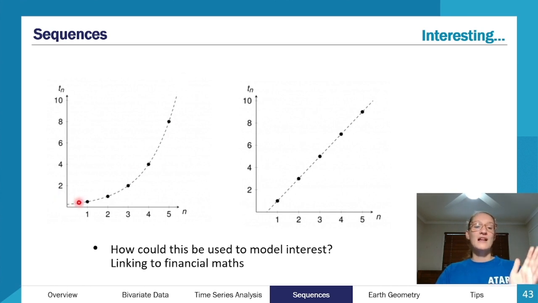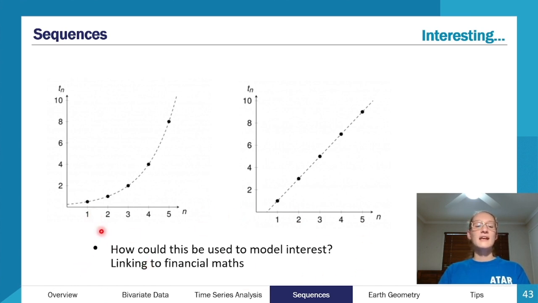And by exponential, we're saying it follows that exponential curve. So because here we have a positive R value, a positive common ratio, we are seeing that exponential growth. So that's a really interesting thing there.